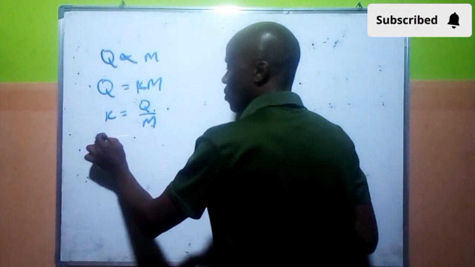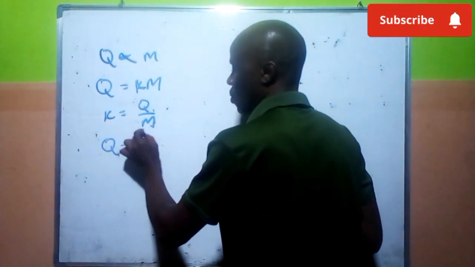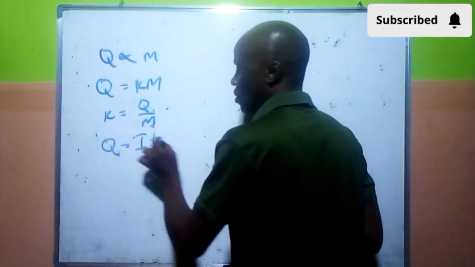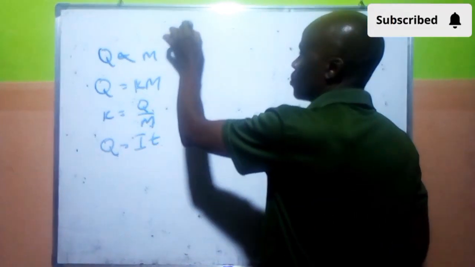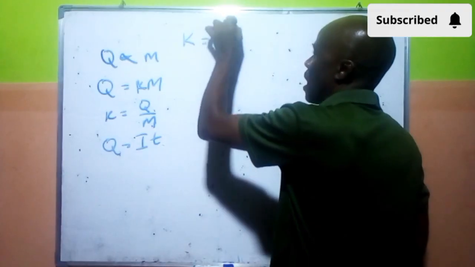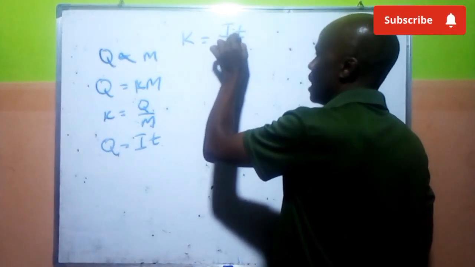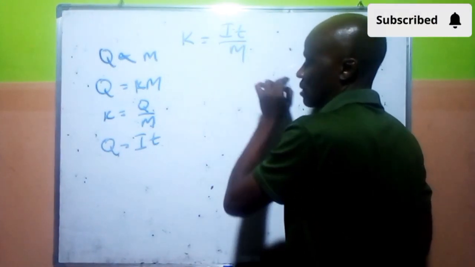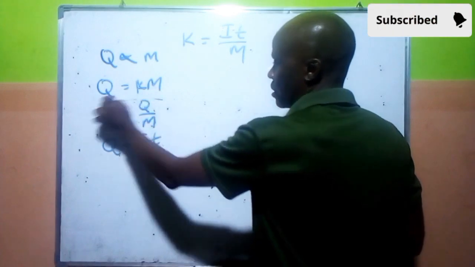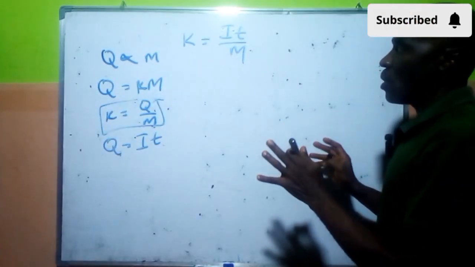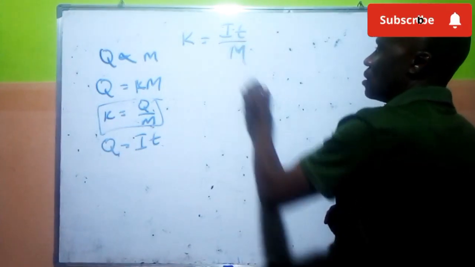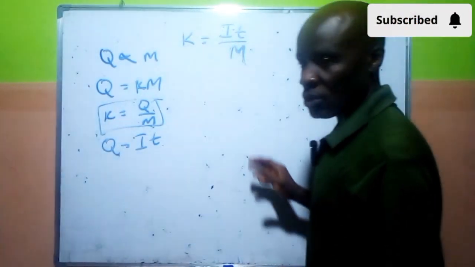Then we know that quantity Q is also current I times time t. If you substitute for that, it means the constant K is I times t over m, the mass, from this equation here. So this is what the first law states.